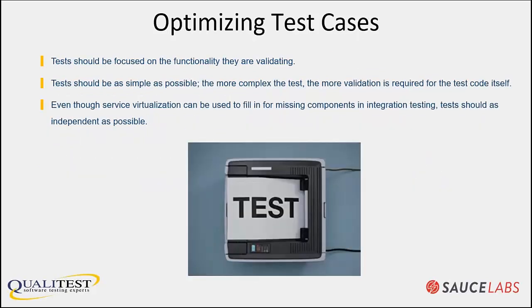Now, optimizing the test cases is very important. This is, again, something that has to be done constantly. So we need to make sure first that the tests are focused on the functionality they are validating. It's one validation, one test. We don't want long tests that include multiple validations, because if we do that, it's going to be really, really difficult to debug. Tests should always be written as simply as possible, although to automate them, they do need to be down to the click level, but we want to reduce the complexity of the test.